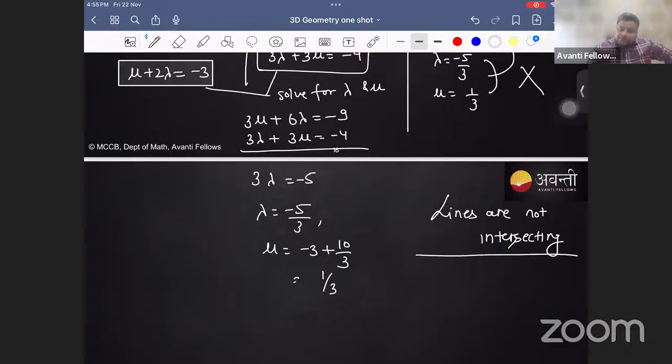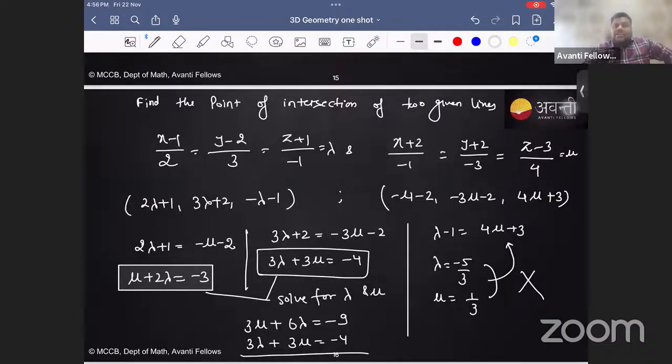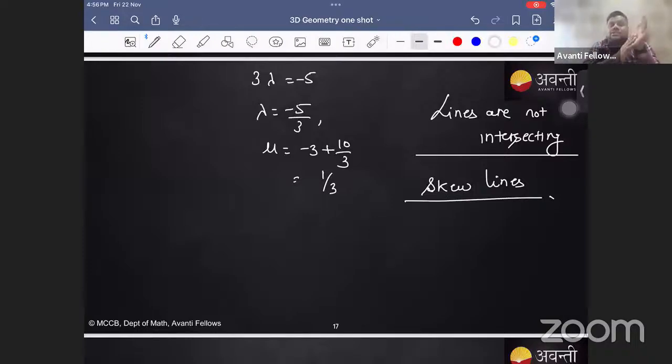Am I clear? The lines are not intersecting and they are not parallel. That is already visible to me, they have different direction ratios. So lines are not parallel, lines are not intersecting. Such lines are called skew lines. And what do we figure out in skew lines? We find the shortest distance between these two skew lines. Got it?